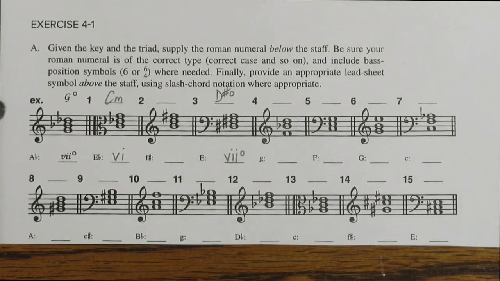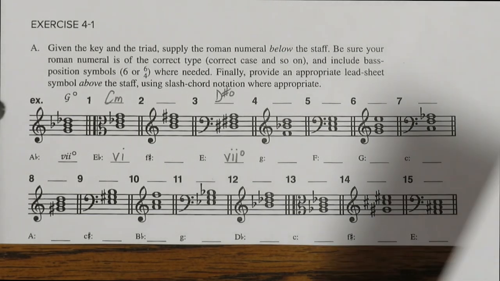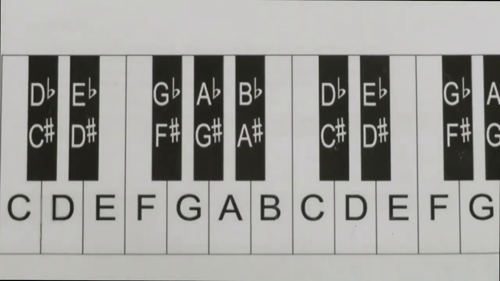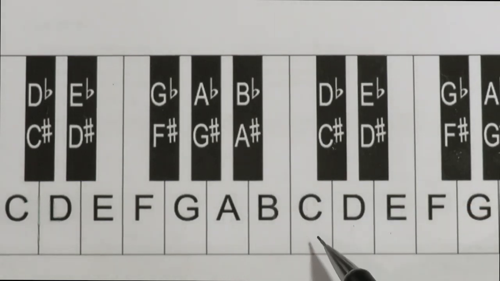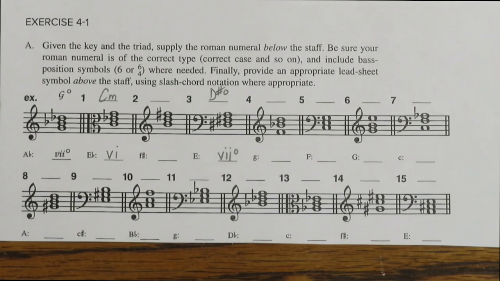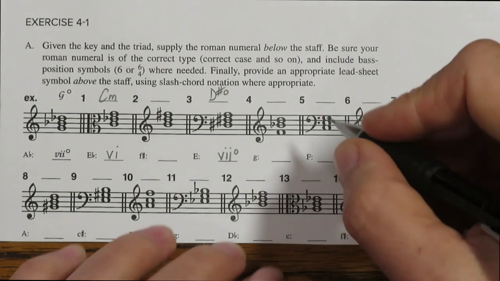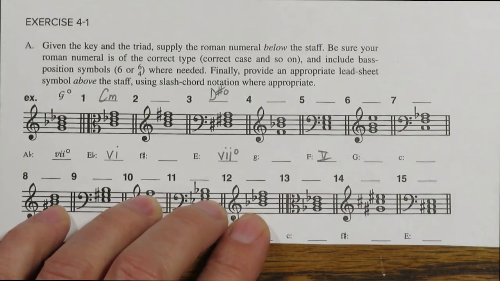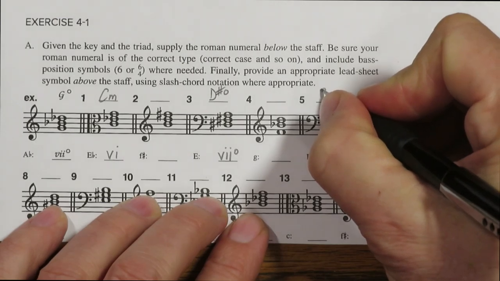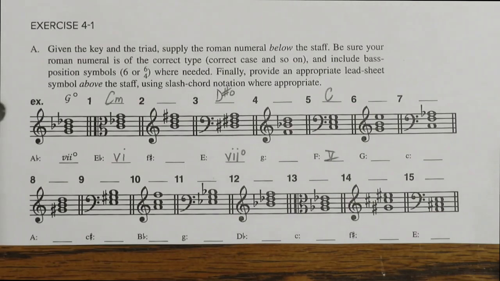Okay, so in the key of F, we know that there's one flat, the B flat, right? So if we go up, 1, 2, 3, 4, 5. The C chord is the V chord in F major. Okay. So, let me just put an uppercase Roman numeral and then just the letter C there.